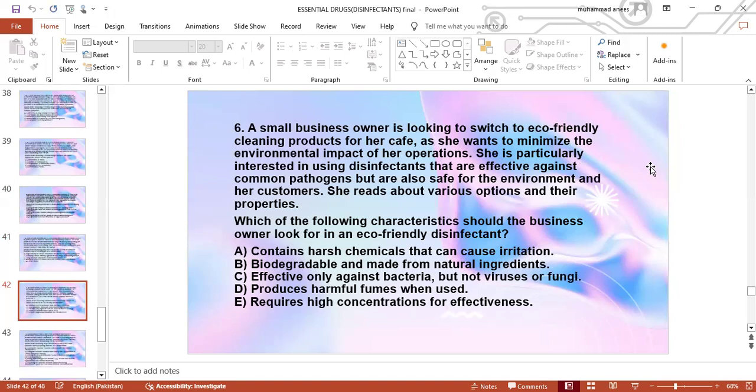A, contains harsh chemicals that can cause irritation. B, biodegradable and made from natural ingredients. C, effective only against bacteria but not viruses or fungi. D, produces harmful fumes when used. E, requires high concentrations for effectiveness. B. Yes, B is the correct answer.